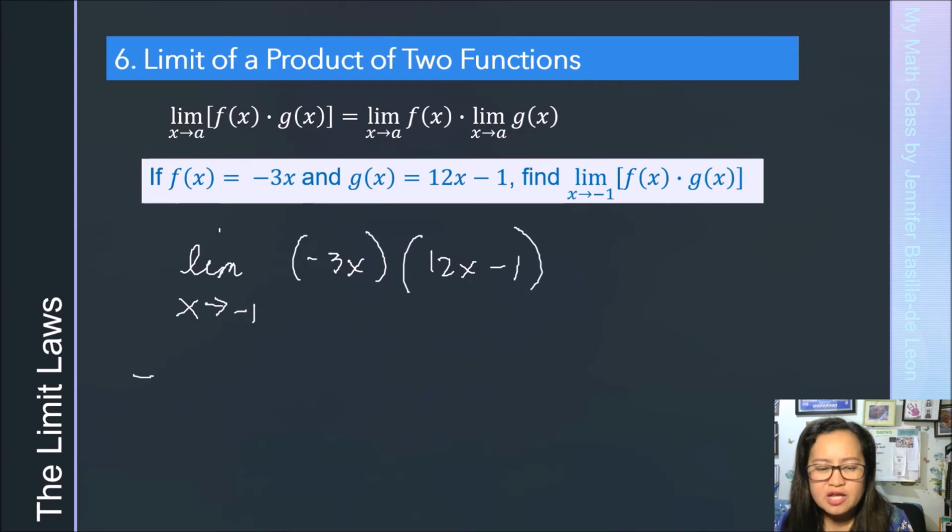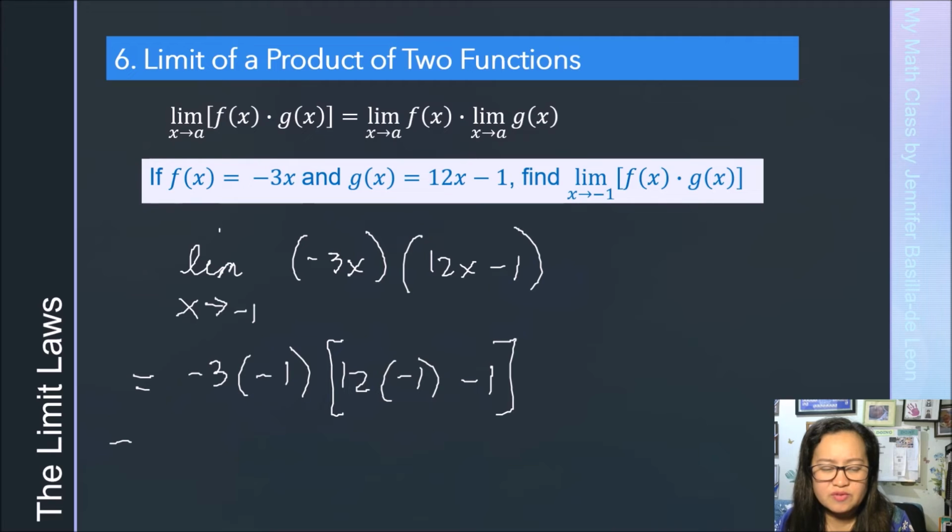Then we evaluate the given function using x equals negative 1. So we will have negative 3 times negative 1. Then we will have 12 times negative 1 minus 1. Simplifying, we will have positive 3, while this one would be negative 13. Multiplying that, we will have negative 39.